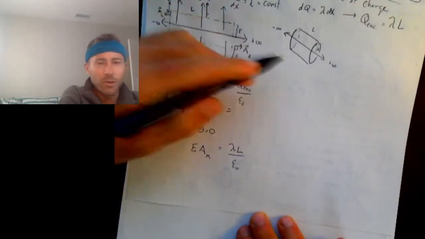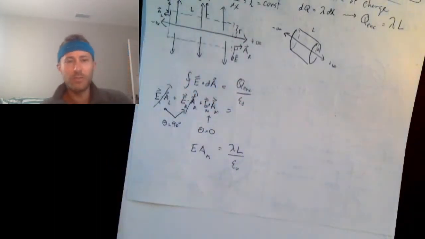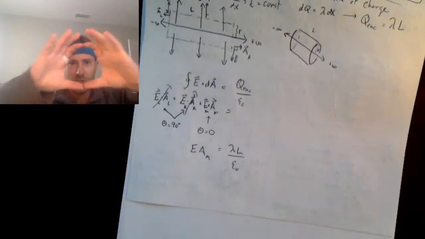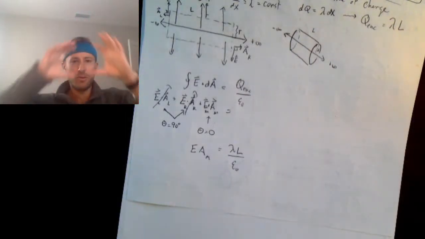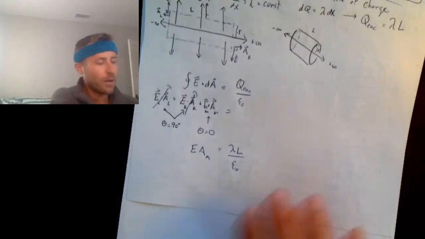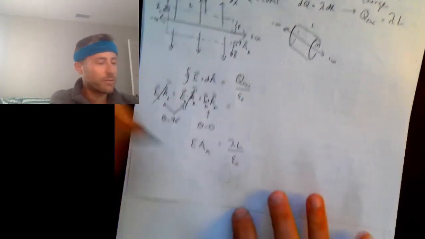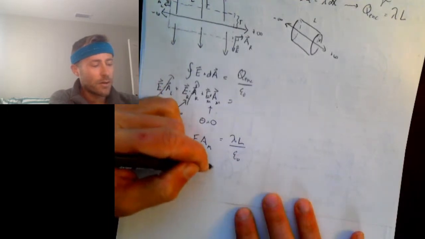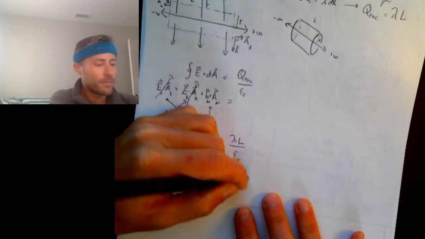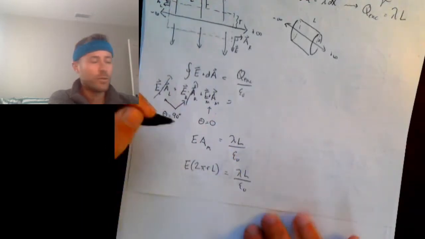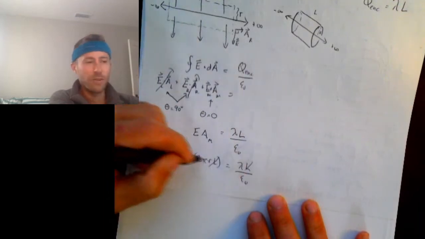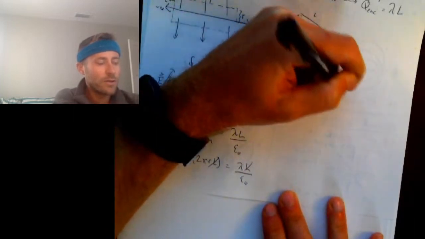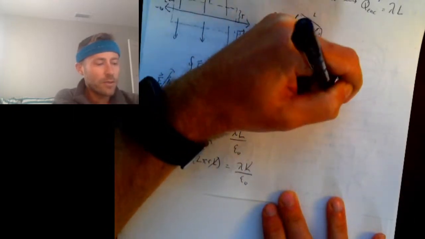What is the area of the middle face of the cylinder? Well, the middle face of the cylinder is a circle which has a circumference 2 pi r, and it's extended down the length of the cylinder. So 2 pi r times L. So the area is 2 pi r L. All right. We see that the L's cancel, and then I can divide both sides by 2 pi r, and I get that the electric field is lambda over 2 pi epsilon naught r.